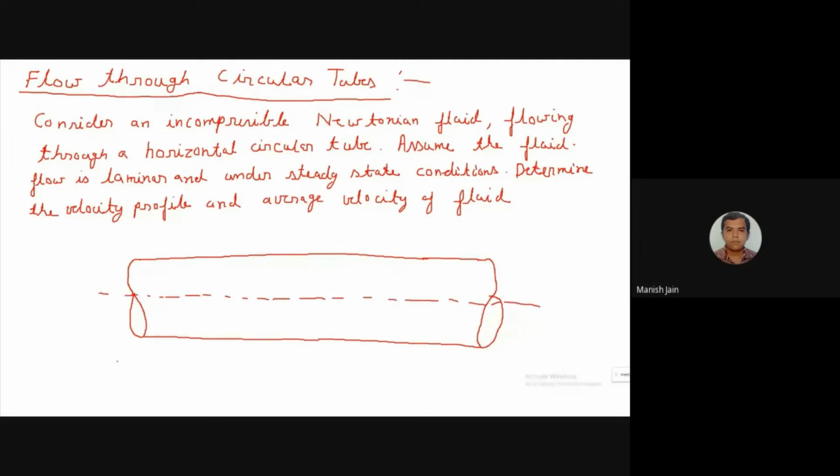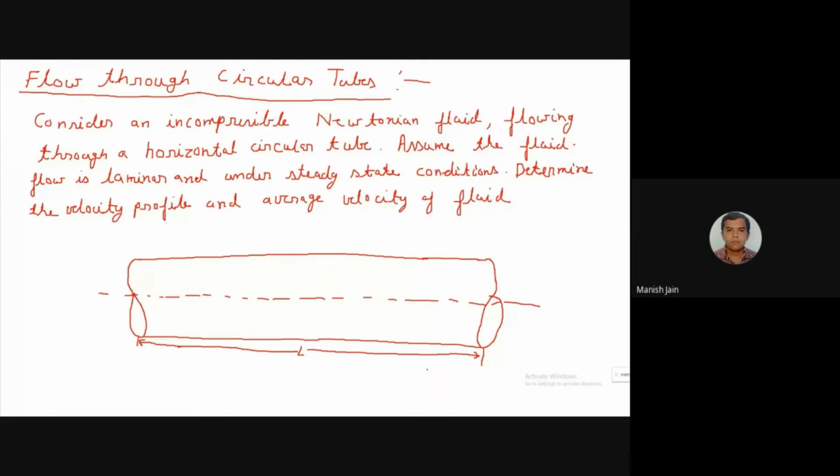So this is the pipeline. Suppose the length is L. The first thing you have to do after reading the problem is draw the diagram of the system. That is the first requirement. Once you draw the diagram, only then can you understand the problem. First, draw the diagram very correctly. So this is the diagram of the system.